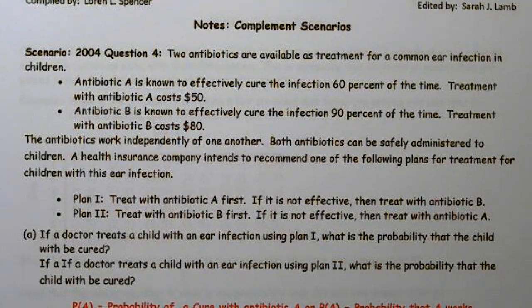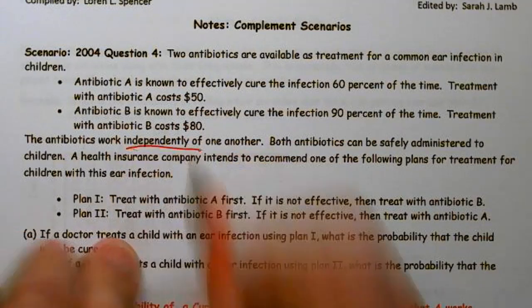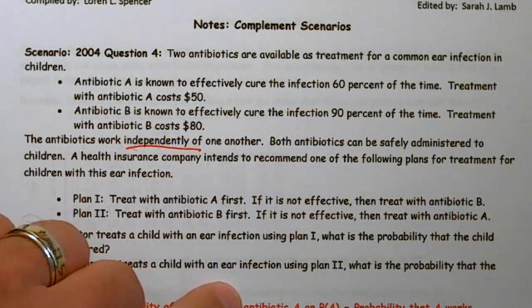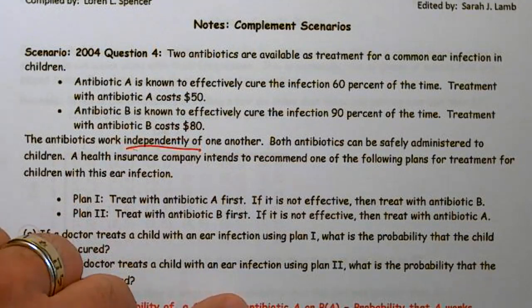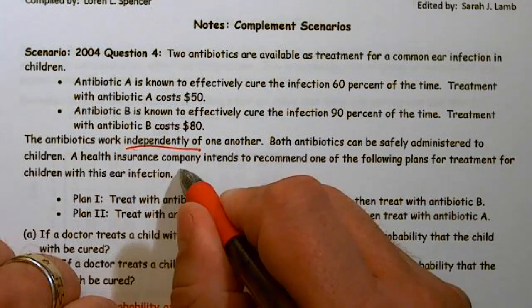So two antibiotics are available as treatments for common ear infection in children. Antibiotic A is known to cure the infection 60% of the time. Treatment with antibiotic A costs $50. Antibiotic B is known to effectively cure the infection 90% of the time. Treatment with antibiotic B costs $80. The antibiotics work independently. That's important. Because they work independently, we know we can do some multiplication. We can use a multiplication principle. Both antibiotics can be safely administered to children.